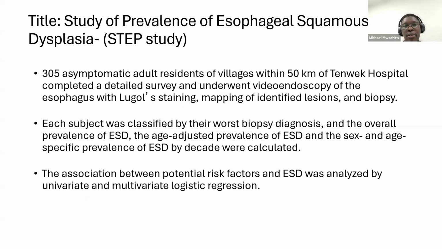And this was a prospective study. We went out into the village, we recruited people, did questionnaires, and they came in for endoscopy. For the methodology, we took biopsies classified by worst biopsy, calculated a dysplasia rate, and then adjusted it for age, gender, and age-specific prevalence. And then we looked at some multivariate and univariate associations with logistic regression. So this in general is what we wanted to do.